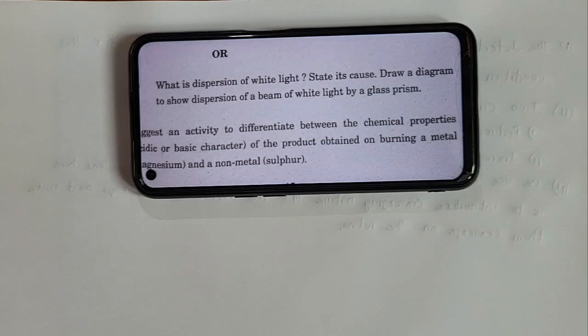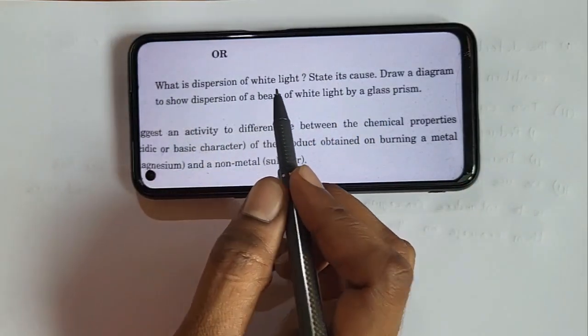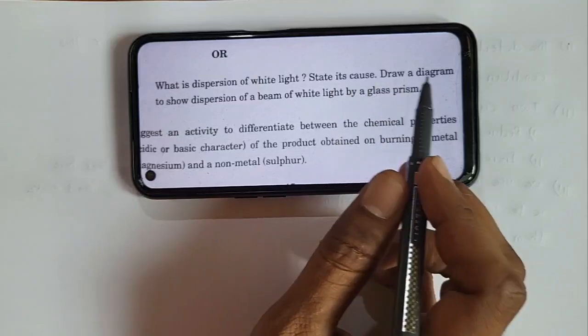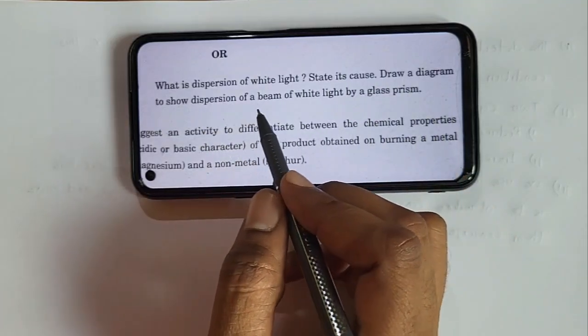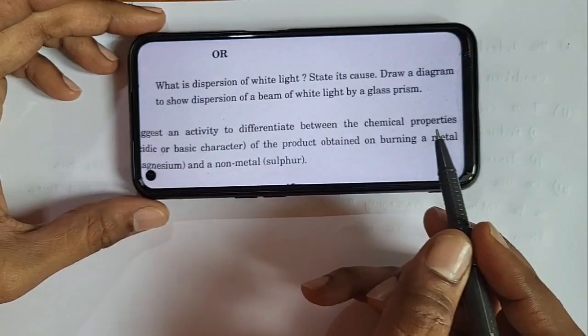So here we are creating previous year question series on human eye and colorful world chapter. In that I brought a question to you. What is dispersion of white light? State its cause. Draw a diagram to show dispersion of beam of white light by a glass prism. So first let us answer each question one by one.